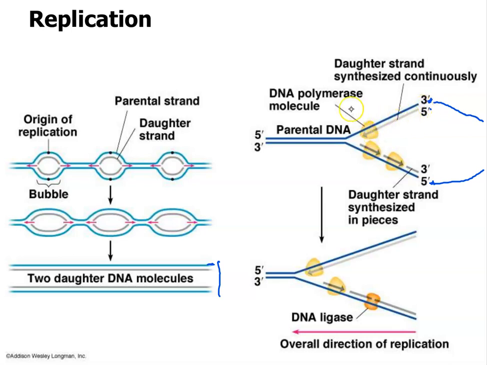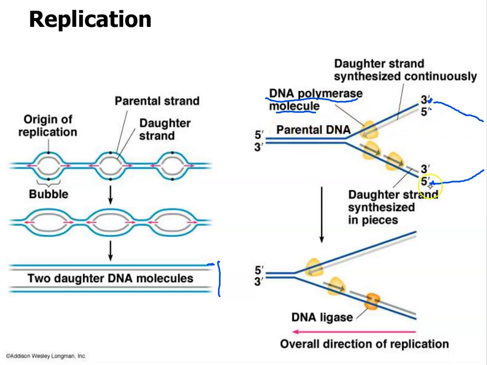Using the base pairing rules, here's your DNA polymerase molecule. So this is the enzyme that does the job. And it's zooming down here, attaching nucleotides based on the base pairing rules, all the way until we reach the end of this parental DNA strand. So no problem here, because we're going in 5' to 3' direction, okay?